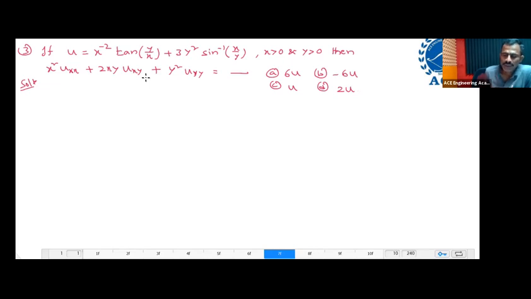Okay, now we'll check it. First of all, on the right hand side we have a sum of two functions only. This is one function, and this is one function. Whenever it is a sum of many functions, check whether every function is a homogeneous function or not. Is it homogeneous or not? Right, 6u is correct.